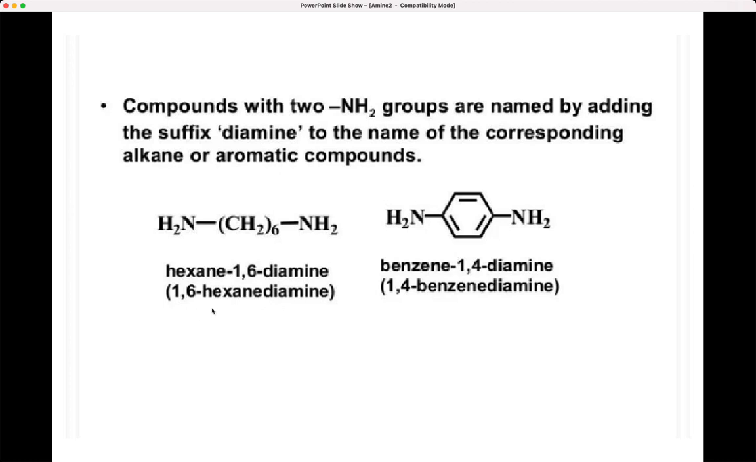1,6-hexane diamine is another name. You can either write this or use this. And here you can see one benzene structure, and on either side you have got 2 NH2 groups. So we can call it benzene-1,4-diamine or 1,4-benzene diamine.